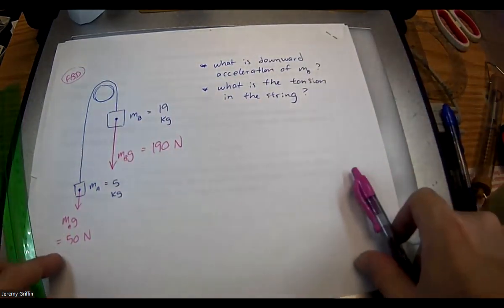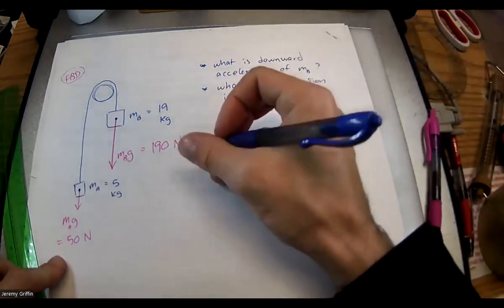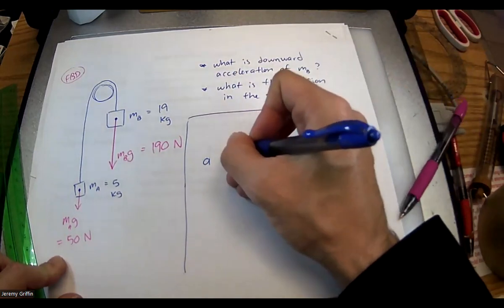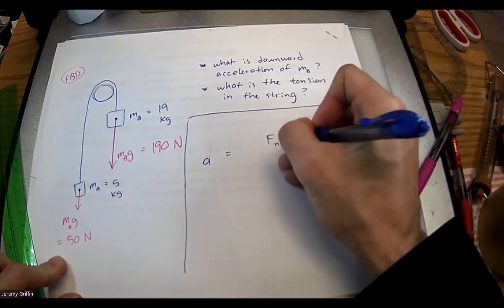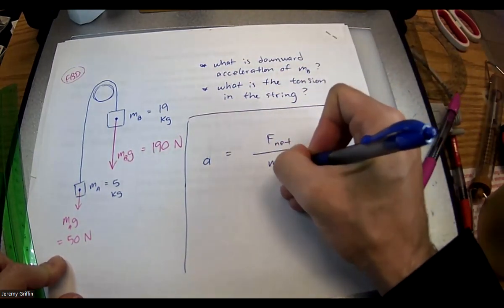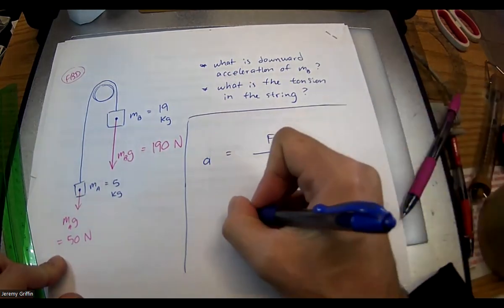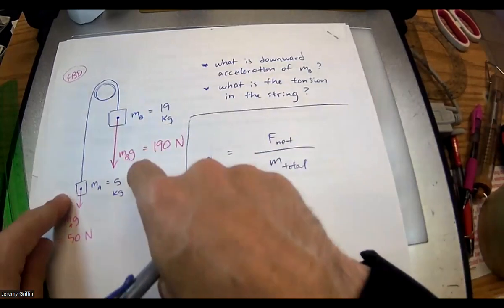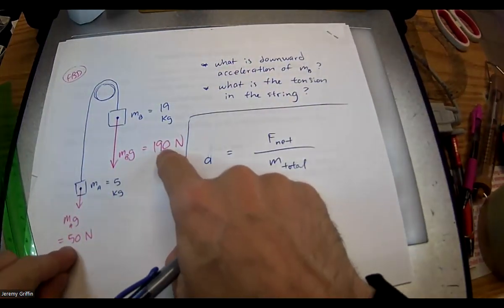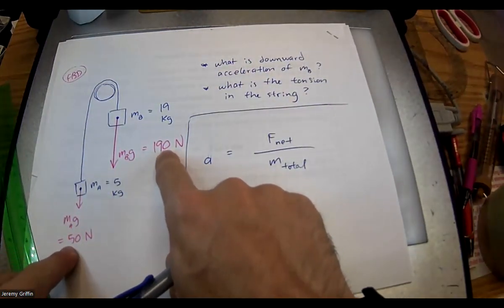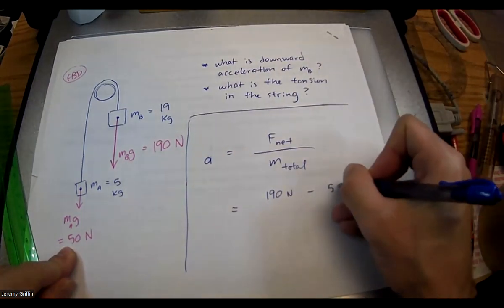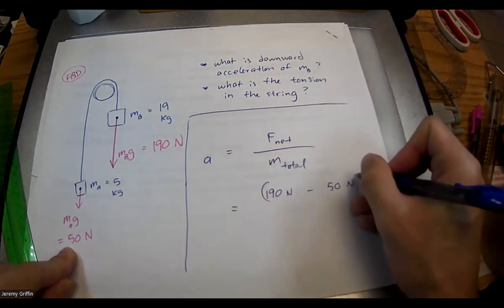I see there's a net force on some total mass causing an acceleration. Acceleration is net force acting on some total mass, right? And what is the net force in this tug of war? You guys see 140 newton net force, right? So it's 190 minus 50. There's 140 newtons right there.